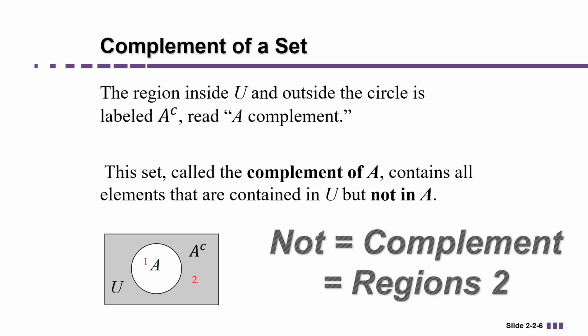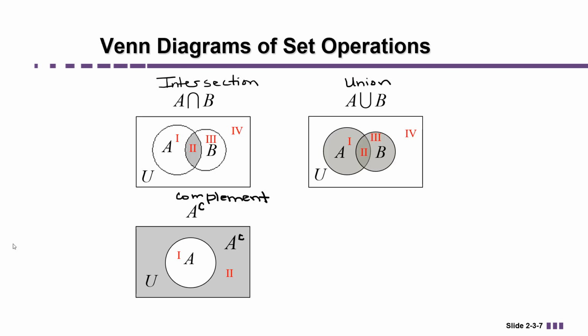In this case, we're looking at a Venn diagram that only has one set in it. So it only has two regions. A, the part inside the circle, and then the shaded region outside of A, which is region 2, which we're calling A complement. So the three set operations that we're going to use are intersection, union, and complement.